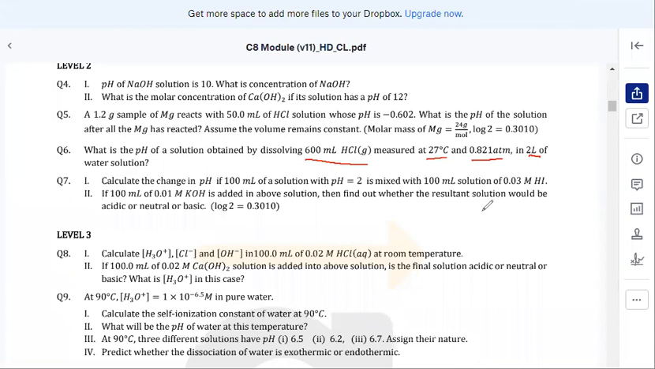Find n using n is equal to PV by RT. Right? You can find n. Then concentration of H plus is n by V. Then pH is minus log concentration of H plus. Okay? Try to do that, everyone. Step by step, try to do that.